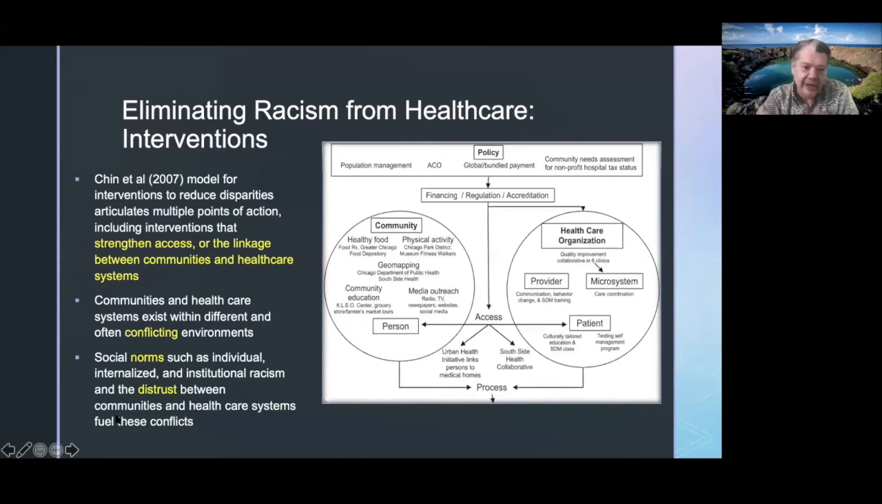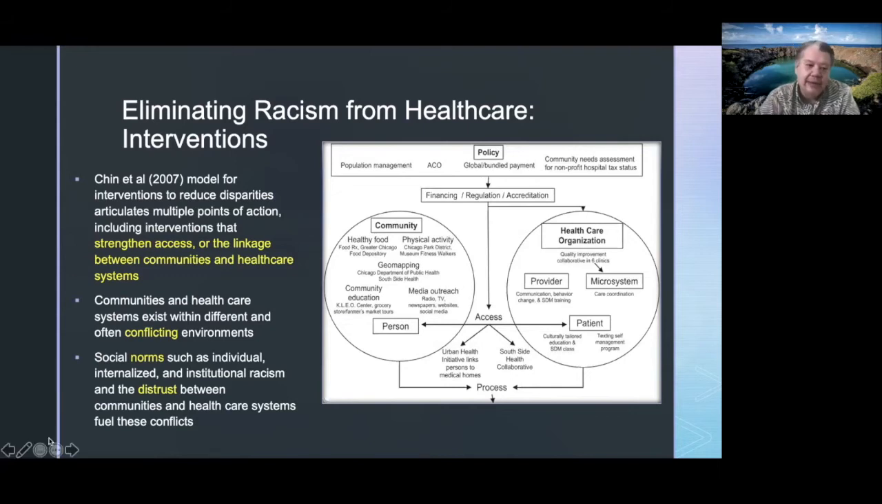And this is where I really want to emphasize that too many of our interventions for addressing health disparities ignore one major factor, okay? And that is that oftentimes communities and healthcare systems do not exist within the same realm, okay? In fact, they exist within very different and conflicting environments, and there is very little overlap between those two systems. And what does that then lead to, right? That leads to social norms that individuals have internalized and institutional racism that just promotes distrust between these communities and really fuels the conflict, right?